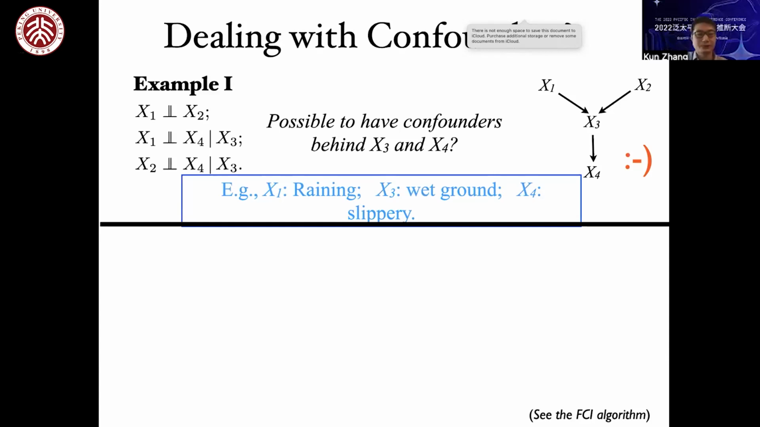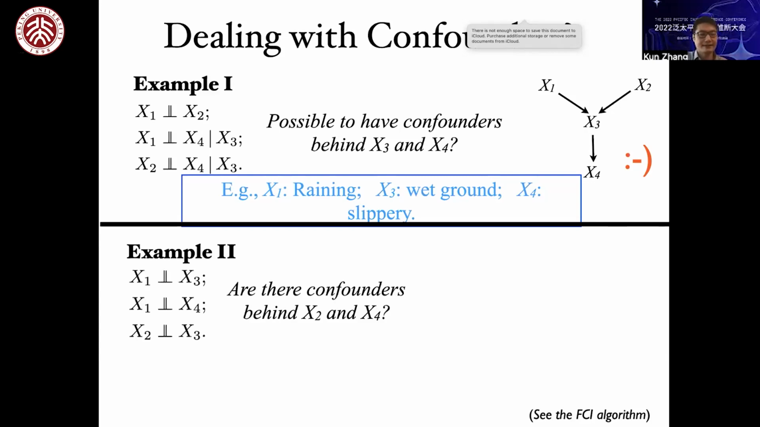X1 is rainy, x2 is wet ground, and x4 is slippery. Essentially, you can see the conditional independence between x1 and x4 given x3. And furthermore, if you know that x3 is not the cause of x4, then you know that x3, wet ground, must be a cause of x4. And furthermore, you know there are no confounders. So it's very informative. Okay, now let's have a look at the next example.